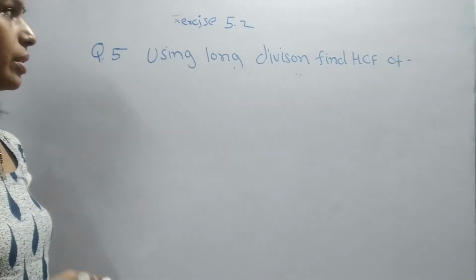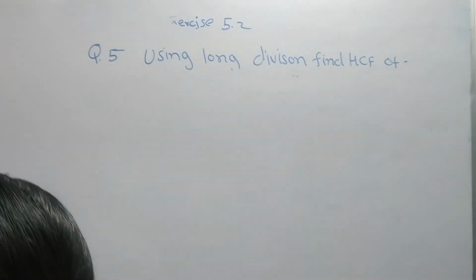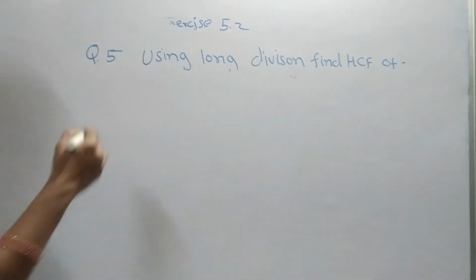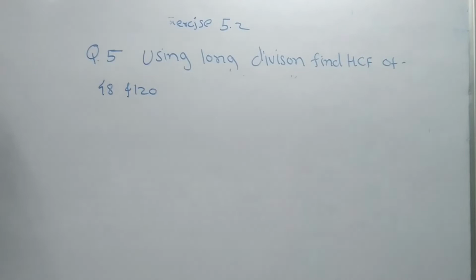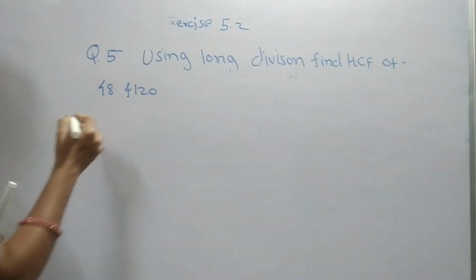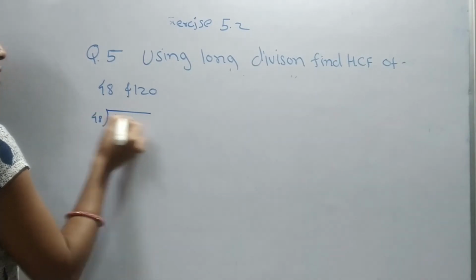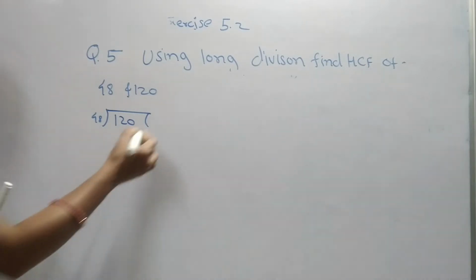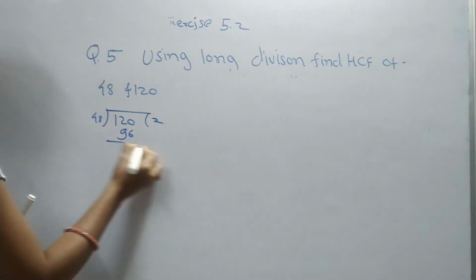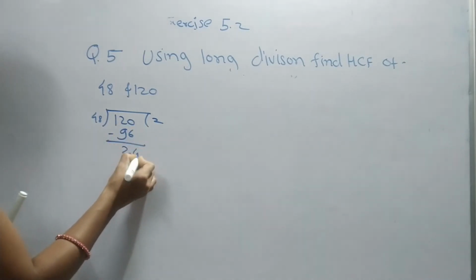Let's find the HCF of the numbers by using the long division method. The first numbers given to you are 48 and 120. How will you find the HCF of 48 and 120 by using the long division method? Divide 120 by 48. What number will you get here? We know that 48 ones are 48, 48 twos are 96. If you subtract 96 from 120, you will get the result 24.